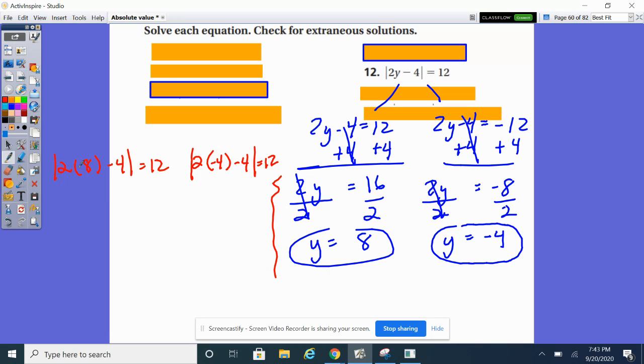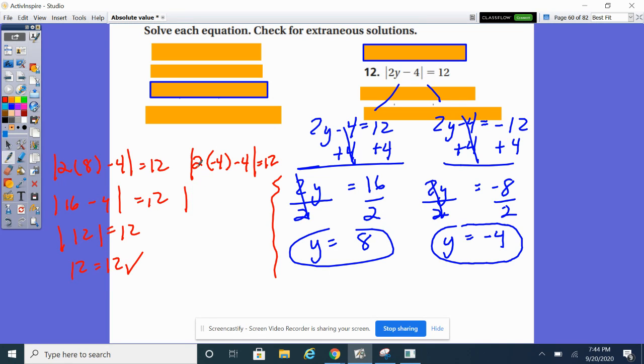So let's go ahead and calculate that. 2 times 8, that is 16, minus 4 equals 12. And 16 minus 4, that's the absolute value of 12, equals 12. And the absolute value, remember, the bars turn that number into a positive 12. The other side is still 12, and that checks out. 12 is equal to 12. So we have one solution for sure.